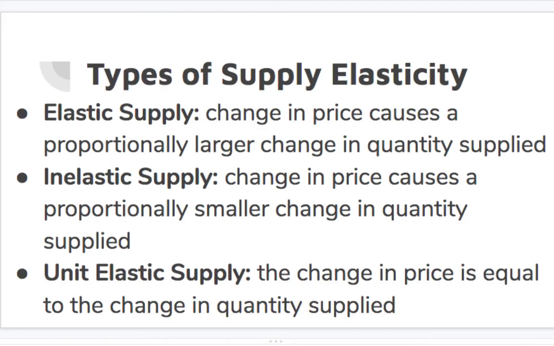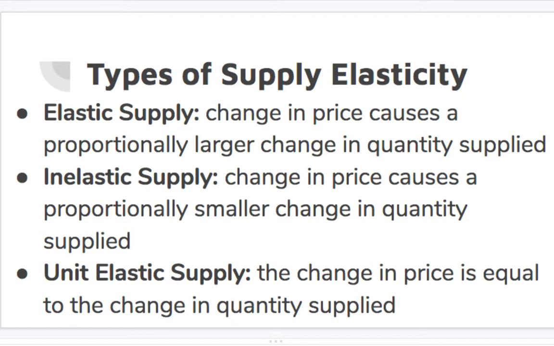The first one is elastic supply, which is when a change in price causes a proportionally larger change in the quantity supplied. Inelastic supply is when a change in price causes a proportionally smaller change in the quantity supplied, and unit elastic supply is when the change in price is equal to the change in the quantity supplied.